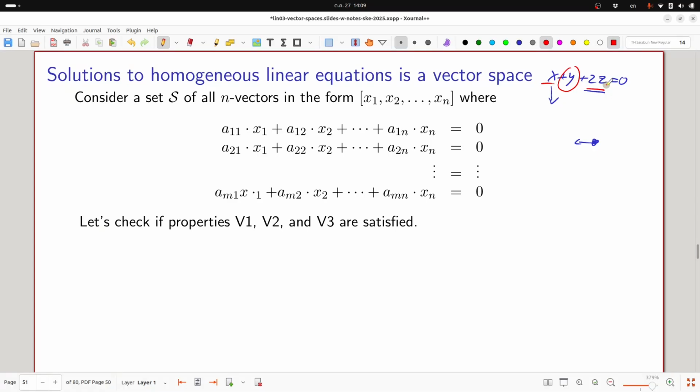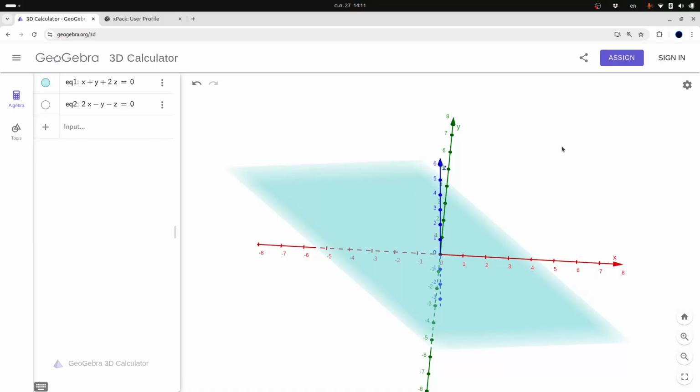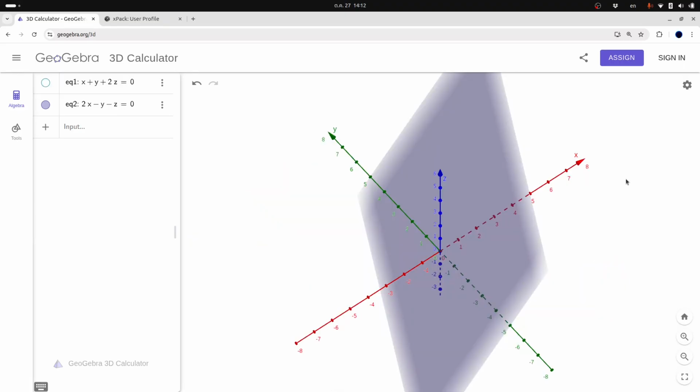You start with 0, and you keep increasing the value of x, you need to decrease the value of z, so you get a line. If you move along the y-axis, the same thing happens. So the set of solutions will look like a plane because everything is a straight line. So this green plane is the set of solutions of the first equation. This purple plane is the set of solutions of the second equation.